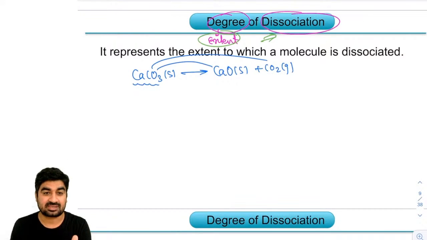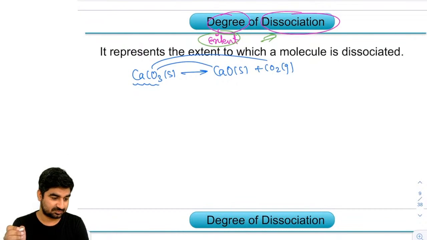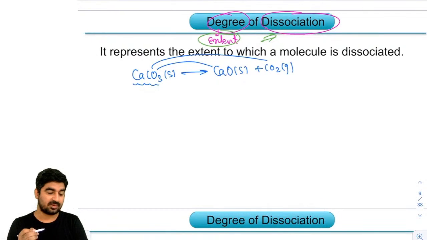So degree means extent. तो किस extent तक ये dissociate होगा? Madhvi, actually I don't have an idea about this. Yes, Osho is telling you there is some iconic test series.